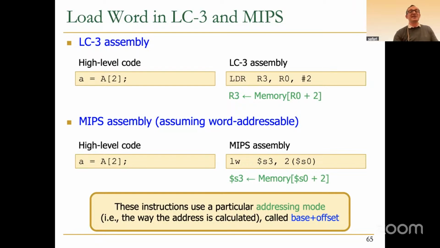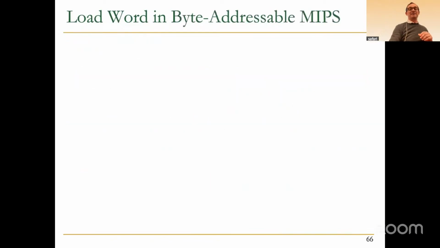Okay, so these instructions actually happen to use a particular addressing mode. We're going to study addressing modes later today or tomorrow. The way the address is calculated, the addressing mode, is also specified by the instruction set architecture. It tells you how to calculate the address. In this case, we calculate the address using an addressing mode called base plus offset. We have a base register and we add an offset to it. And the offset happens to be an immediate, meaning a constant specified in the instruction.